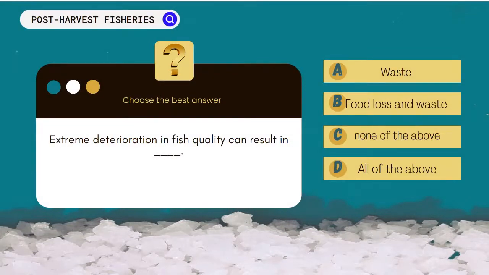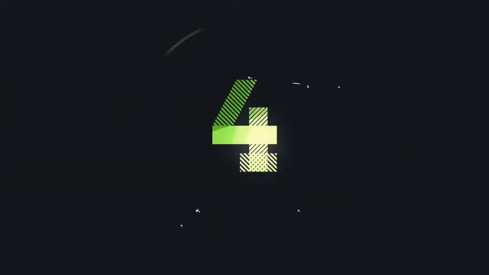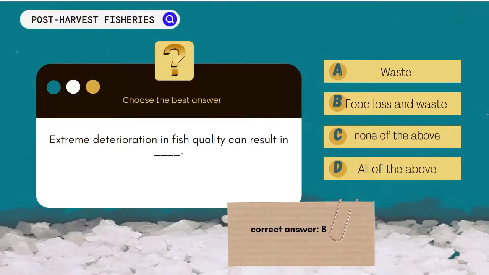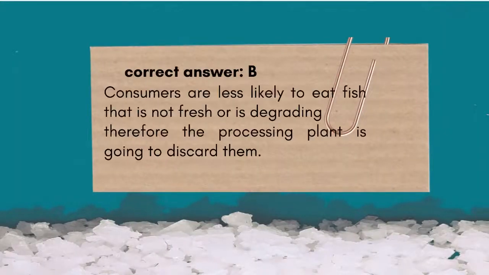Extreme deterioration in fish quality can result in blank. A. Waste. B. Food loss and waste. C. None of the above. D. All of the above. The correct answer is B. Consumers are less likely to eat fish that is not fresh or is degrading, therefore the processing plant is going to discard them.